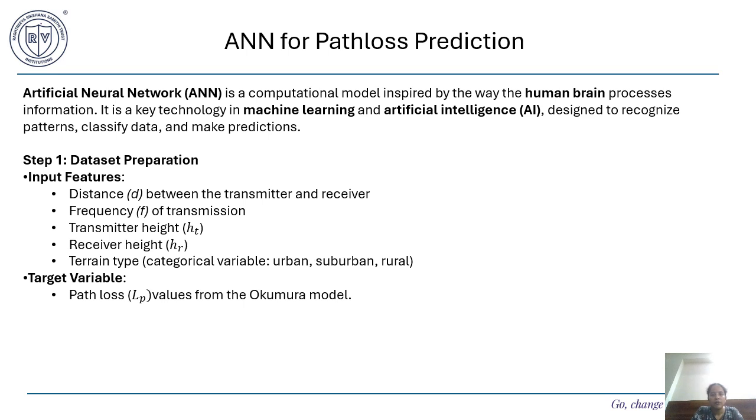So the first step for the ANN model is dataset preparation. We give the input features such as distance, frequency, transmitter height, receiver height, and terrain type. Urban, suburban, and rural are the three terrain types that we are considering over here. And then the target variable is the path loss values from the Okumura model.